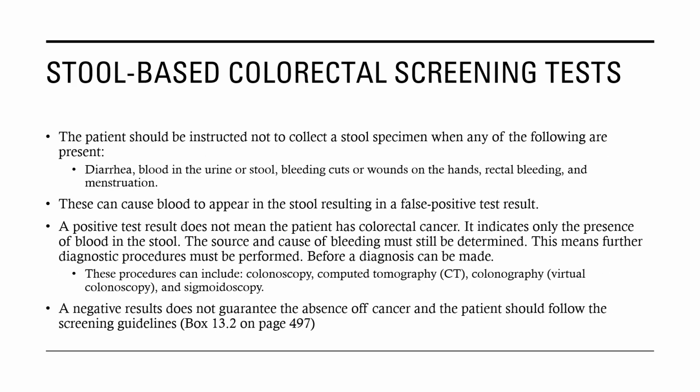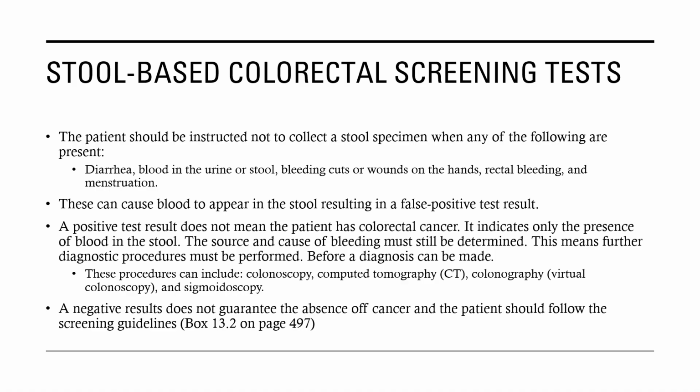The patient should be instructed not to collect a stool specimen when any of the following are present, and this is very important: diarrhea, blood in the urine or stool, bleeding cuts or wounds on the hands, rectal bleeding, and menstruation. The reason for this is because these can cause blood to appear in the stool, which can give us a false positive test result. A positive test result does not always mean the patient has colorectal cancer. It indicates only the presence of blood in the stool.